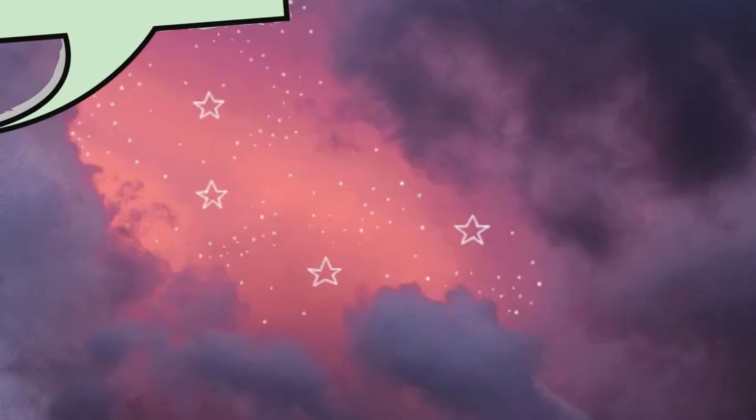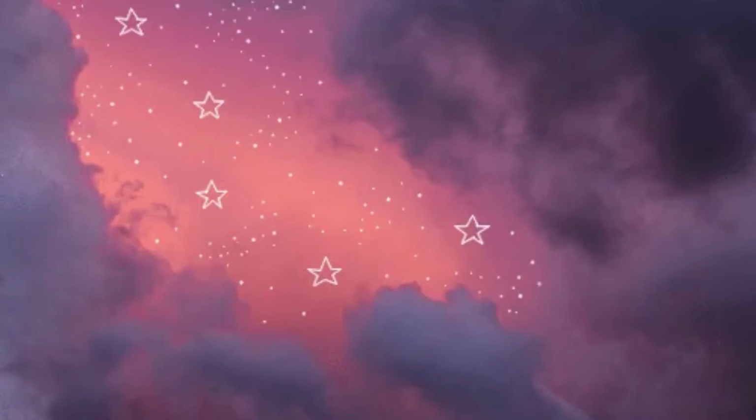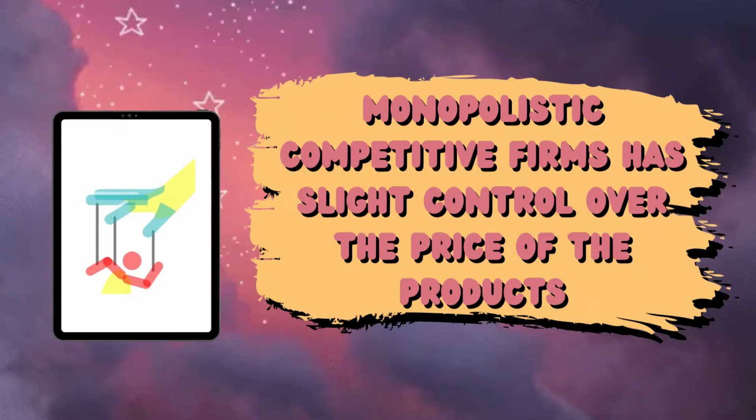But moving in the direction of the monopoly, the monopolistic competitor's product is differentiated, albeit only slightly, from the products produced by its rivals. This product differentiation gives the monopolistically competitive firm a small amount of control over the price it can charge.